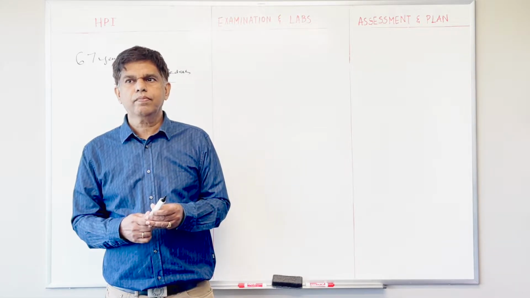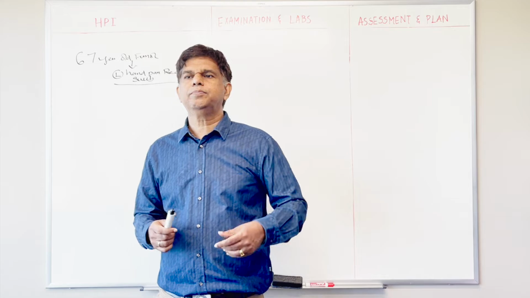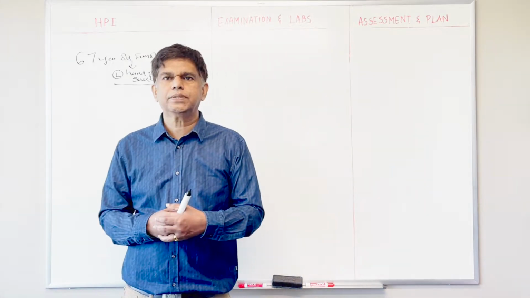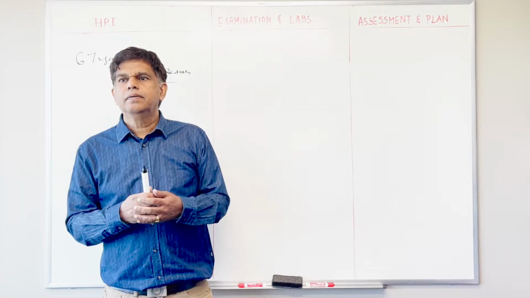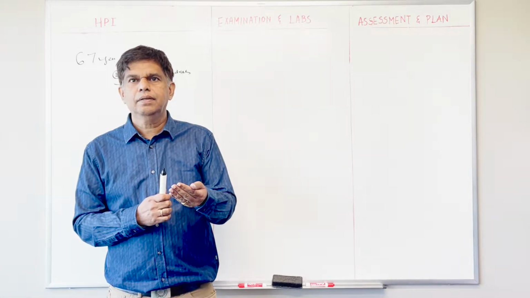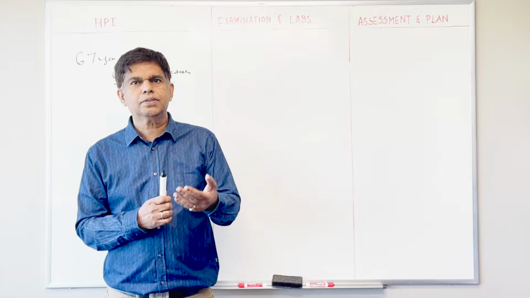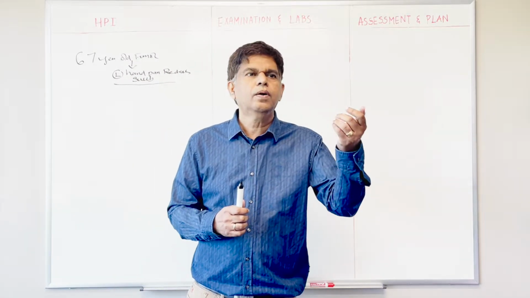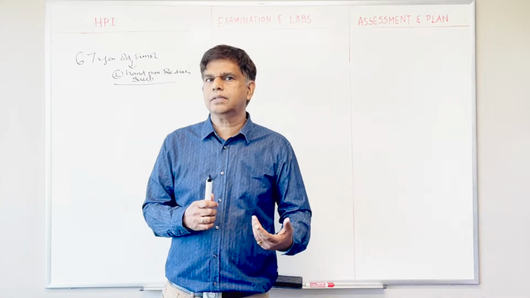There are 5 P's. Somebody tell me about the 5 P's. Pain, pallor, paresthesia, pulselessness, and pressure, increased pressure. Those 5 things kind of tell us, what do you do when you're suspecting a compartment syndrome?